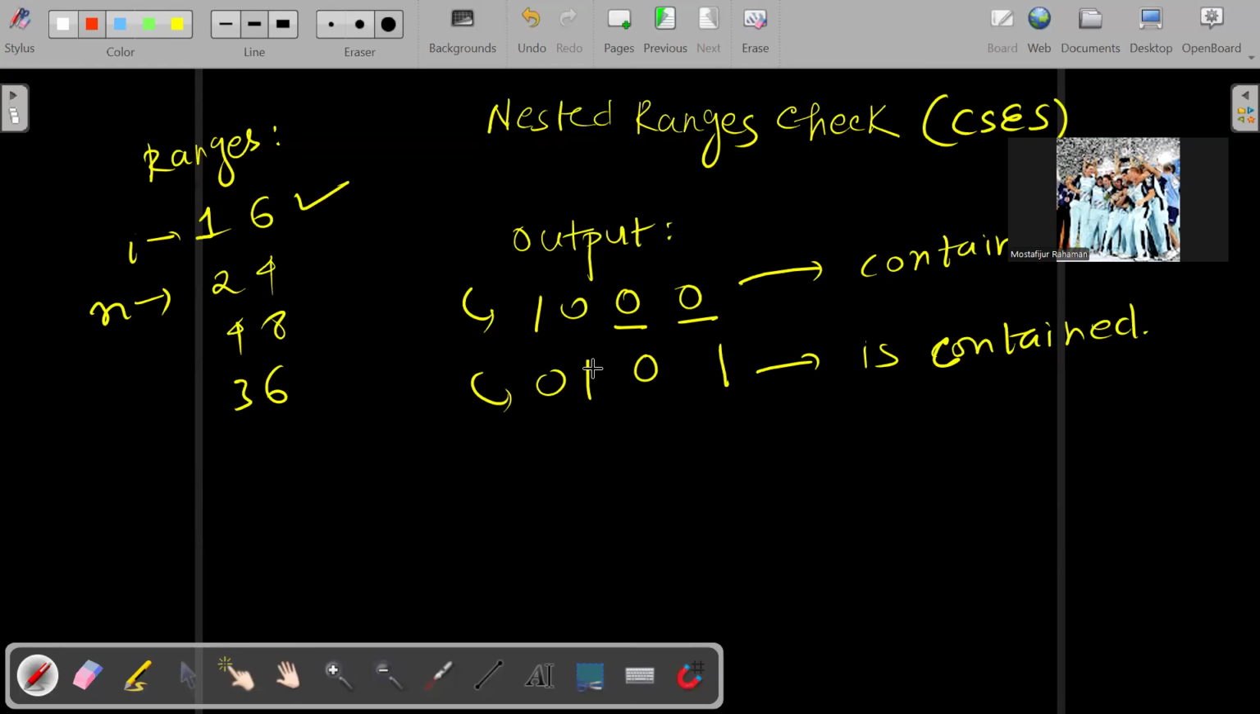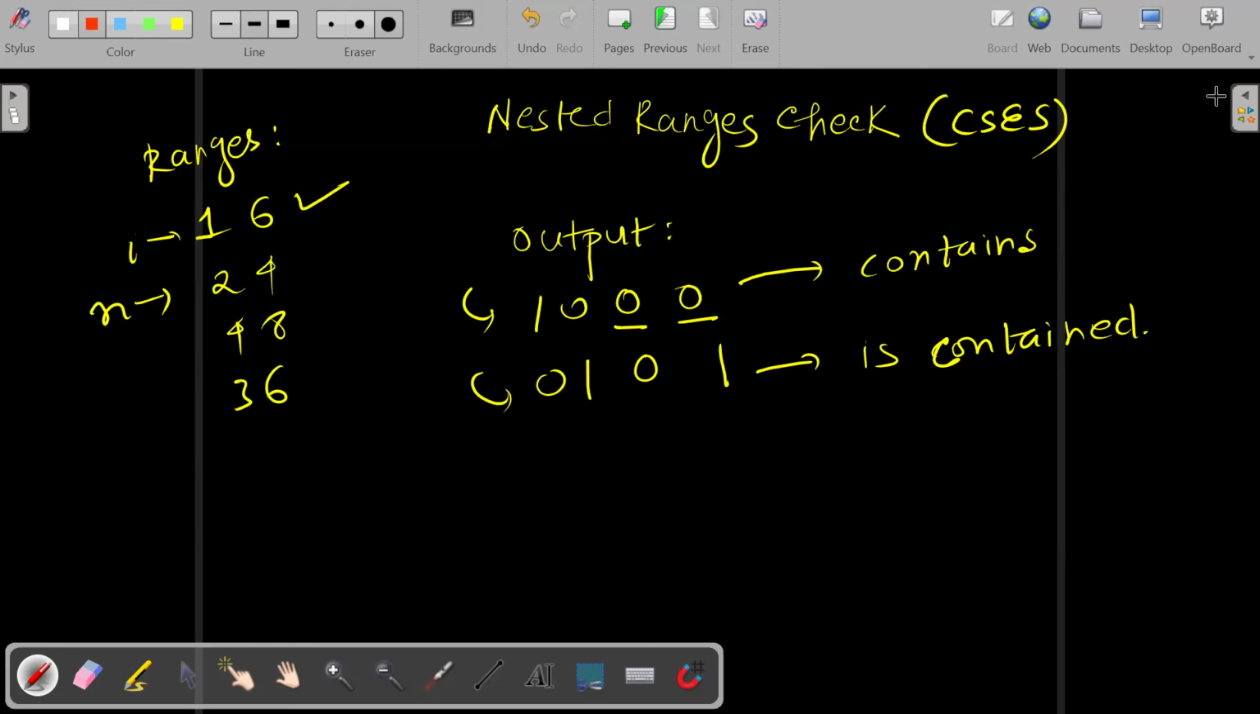Hello everyone, and in this video we are going to discuss a CSES question, and the name of the question is Nested Ranges Check. What is the problem all about? You are going to get n ranges. Each range specifically has a start point and an end point, right?